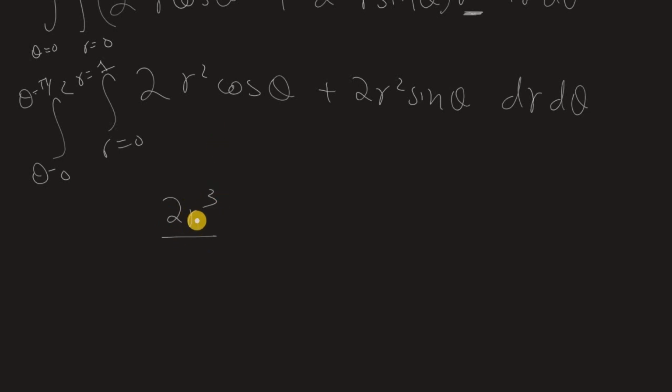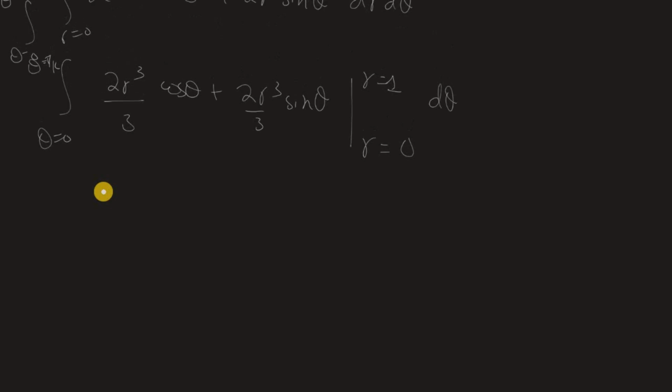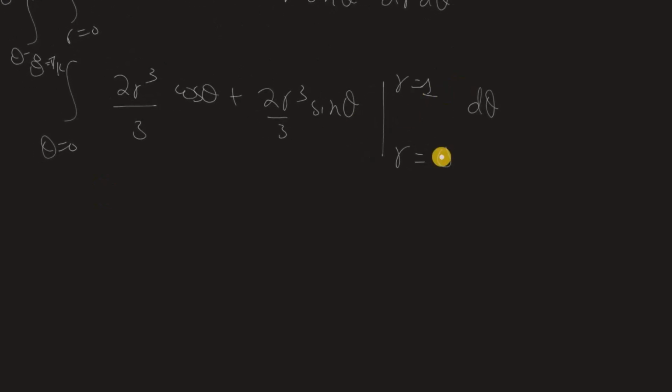So integrating, we get r to the power of 3 over 3 cosine theta plus 2r cubed over 3 sine theta, evaluated from 0 to 1. Sorry, from 1 to 0, messed up. And at the end we have the thetas, of course. Okay, now plug in 1 and 0 inside the r.